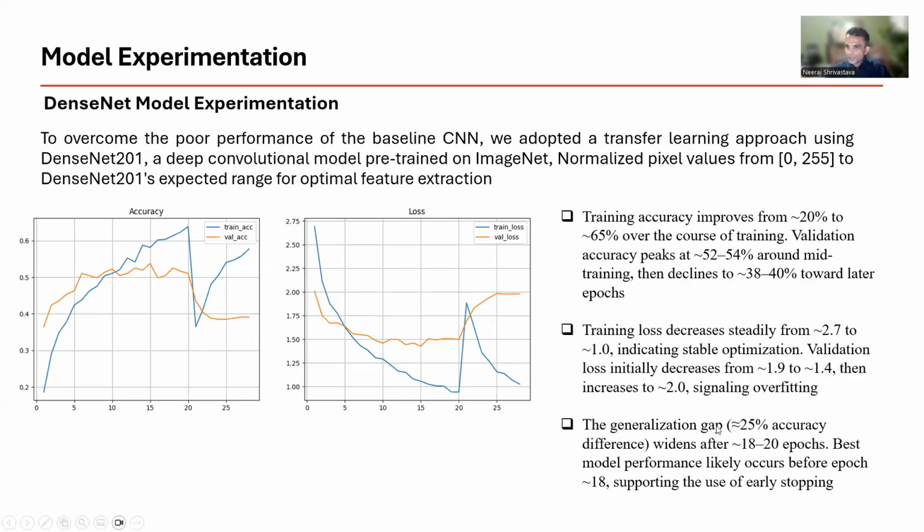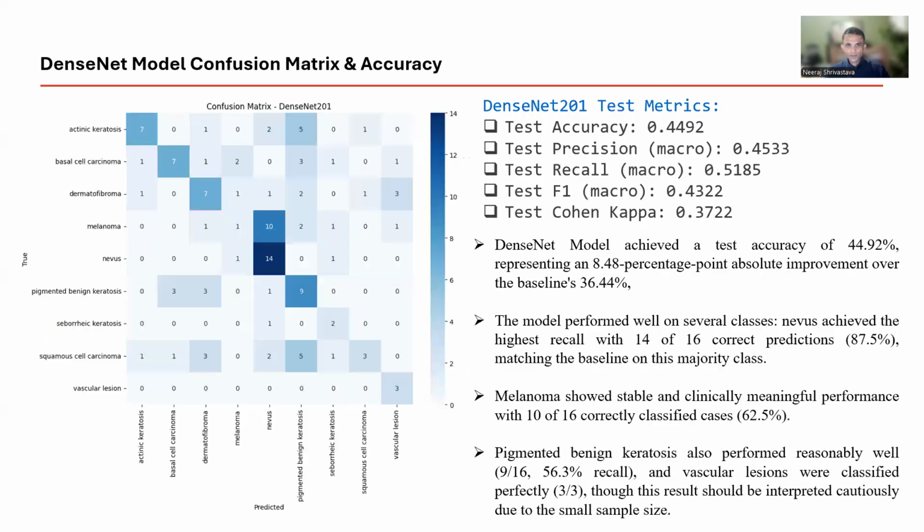The generalization gap, which is around 25%, widens after 18 to 20 epochs, as you can see in this chart. The best model performance likely occurs after epoch 18, supporting the use of early stopping.